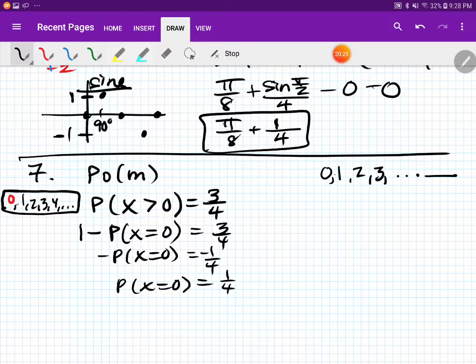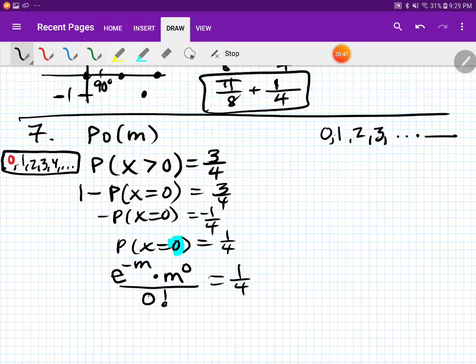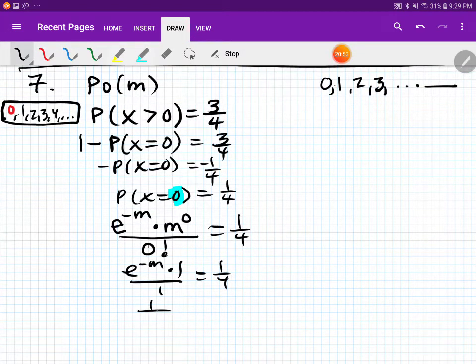Now, look in the formulae. There's the formula. So it's e to the negative m. I don't know the m. So e to the negative m, and then it's m to the x, or the a, and that's this value right here, over that blue value again, factorial. And that has to equal 1/4. So e to the negative m times 1 over 1. Remember, 0 factorial is 1. That's interesting. We can actually solve this one. Cool.